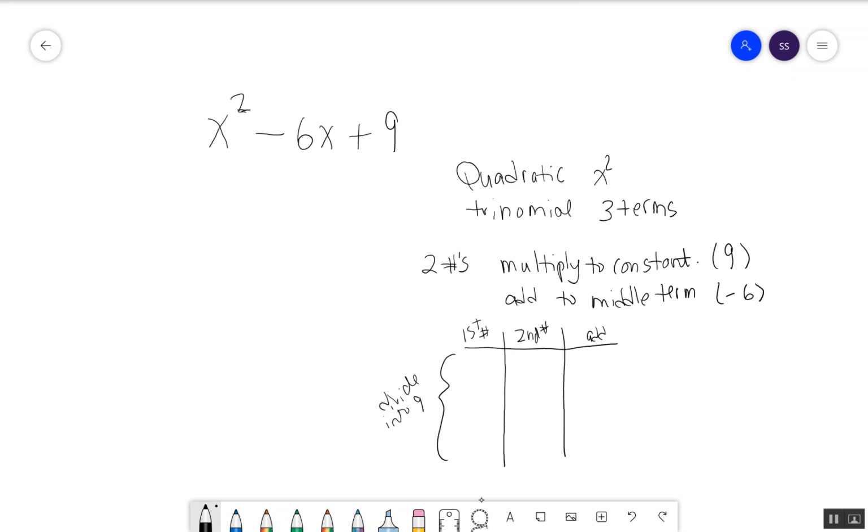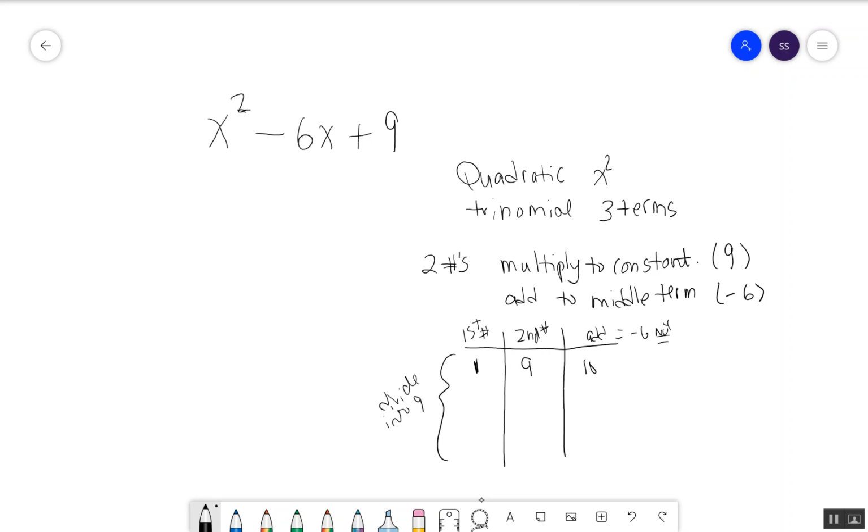So let's see. I'm just going to start with 1. 1 divides into 9. And if I take 1, then the second number that would get me a 9 when I multiply would be 9. So that's how I'm getting the second number. I'm saying, what does the first number need to be multiplied by to get that 9? So 1 and 9. And then I'm going to add them together, and I get a 10. And I want to check to see if that's equal to negative 6, and it's not.